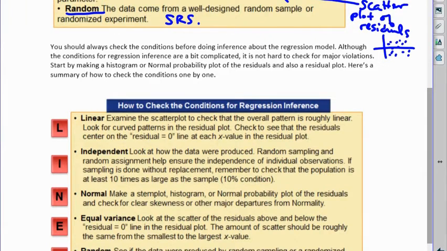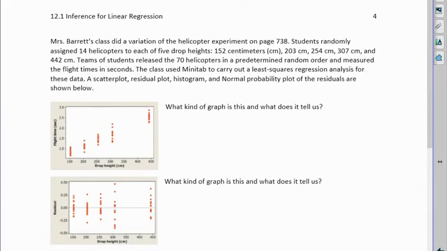So anyway, here's the summary of checking those conditions. Let's go on to the next page. I'll let you read that, and then we're going to see someone has already made the graphs for us, thank God. We're going to see if we can prove the LINER acronym based on these graphs. Okay, so Miss Barrett's class did a variation of the helicopter experiment from page 738.